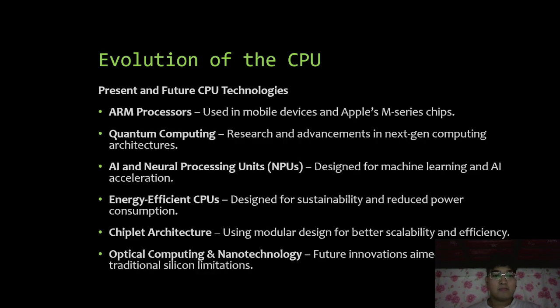Present and future CPU technologies. ARM processors are used in mobile devices and Apple M series chips. Quantum computing: research and advancement in next-gen computing architectures. AI and neural processing units (NPUs) are designed for machine learning and AI acceleration.